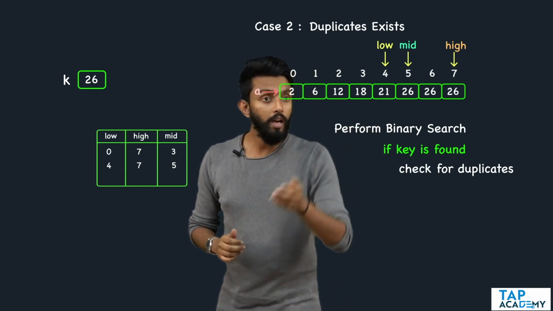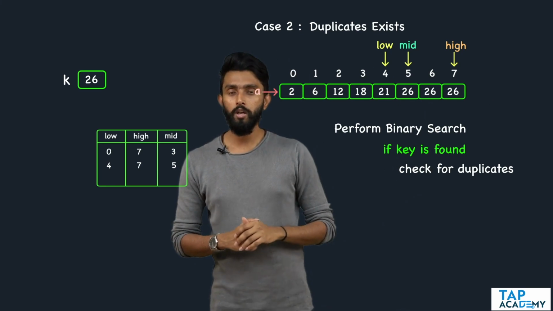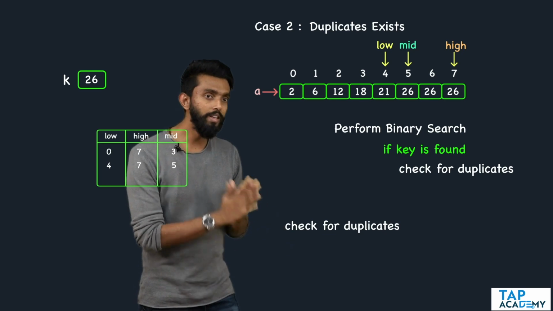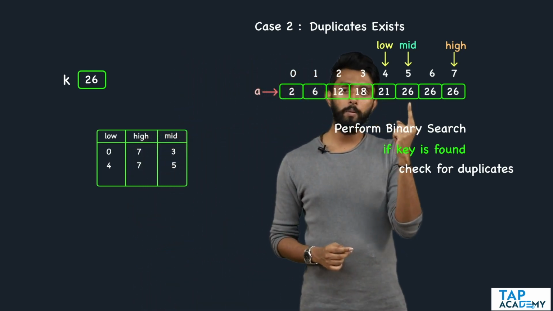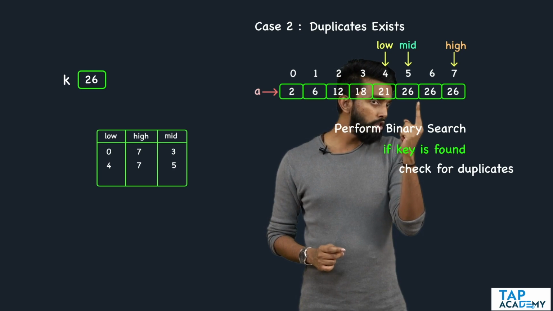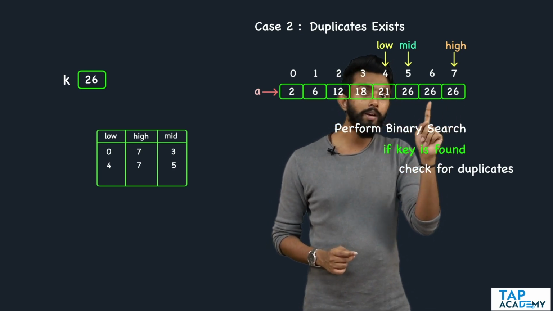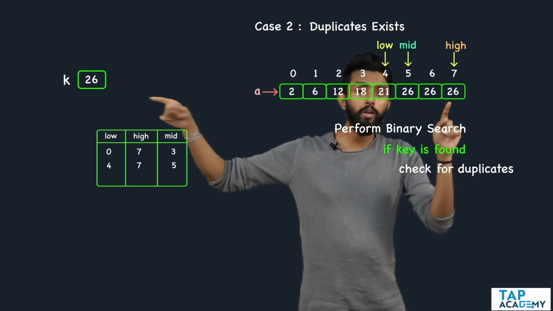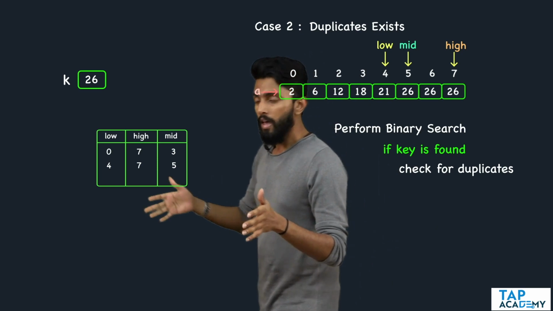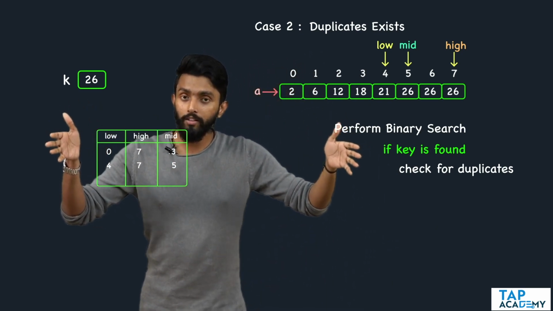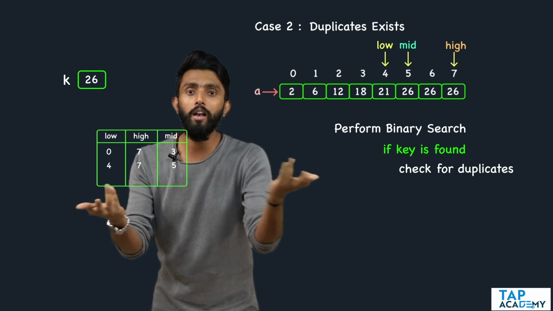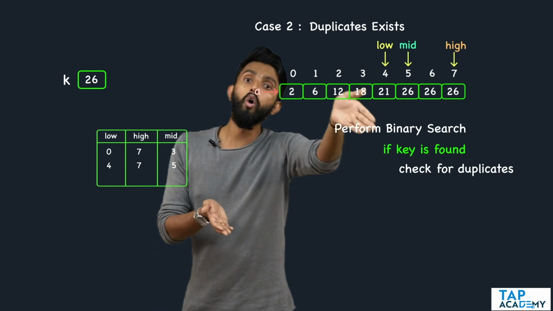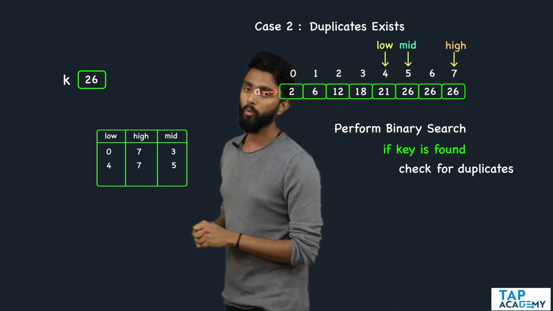Now that I found the key, I should now check for duplicates. Now very simple. How to check for duplicates? I am showing you. It's very easy. To check for duplicates, would you agree? I am here. All I have to do is, from here, I should keep going to the next element, and keep checking whether the next element is equal to the key. I have to keep checking like this, and I'll go till the next element that I'm checking for is not equal to the key, or I have gone outside the boundary of the array. Would you agree with me?